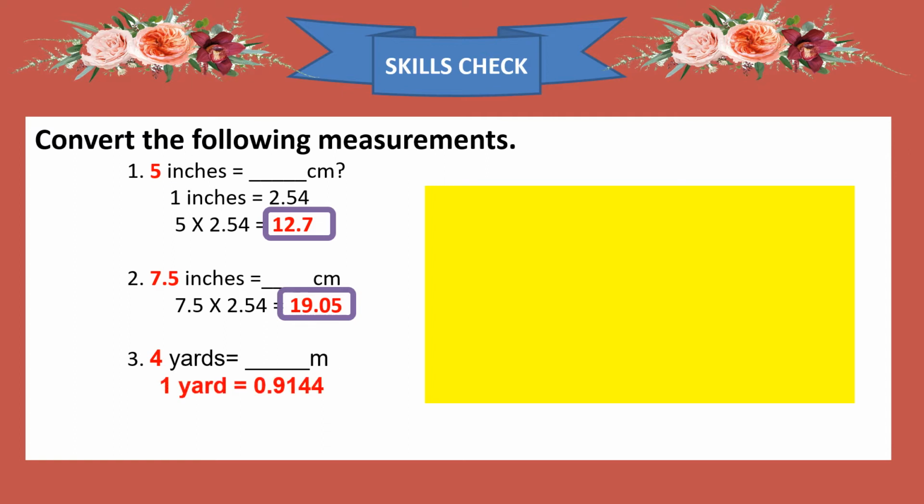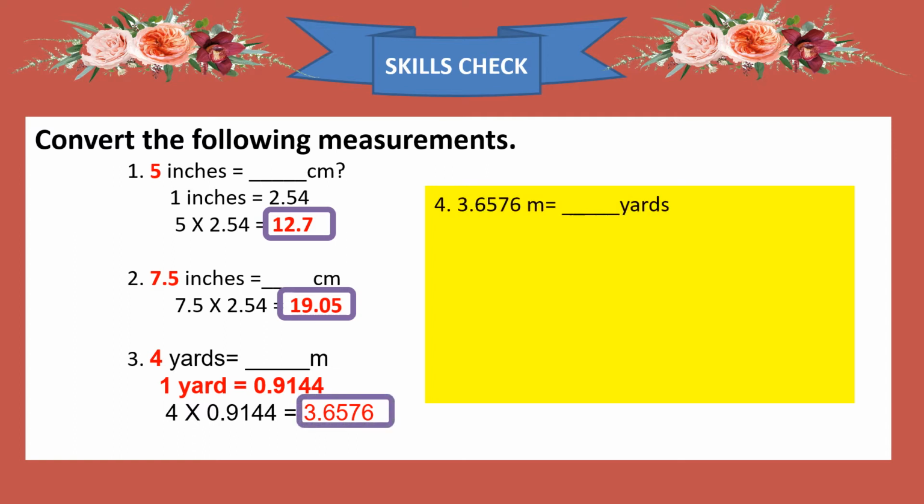So we all know that in 1 yard we have 0.9144. So what we are going to do here is we have to multiply the given, which is the 4 yards, times 0.9144. So 4 times 0.9144 is equal to 3.6576.